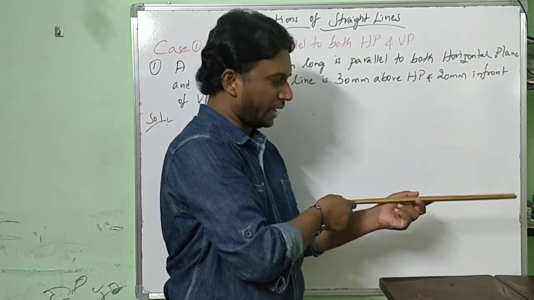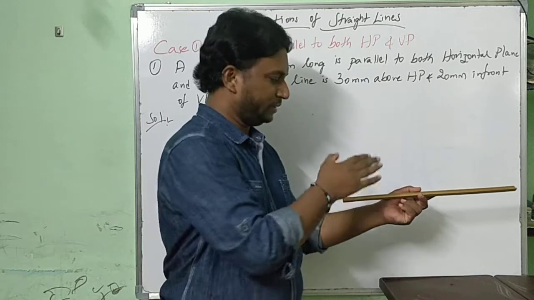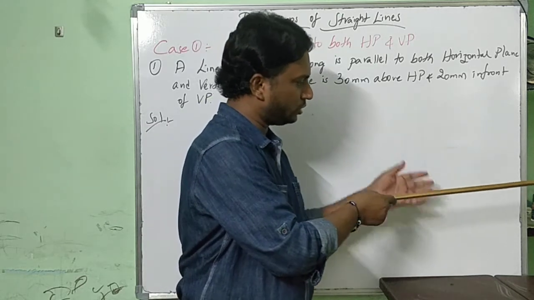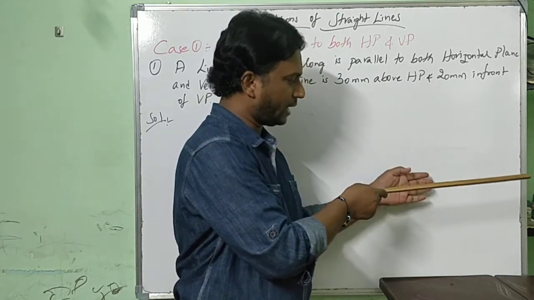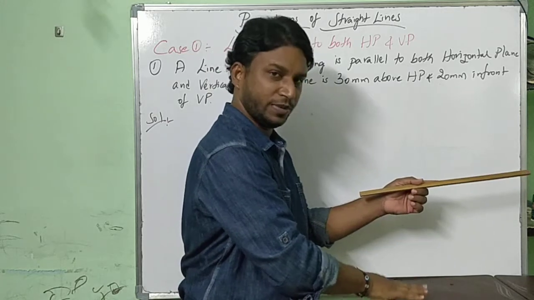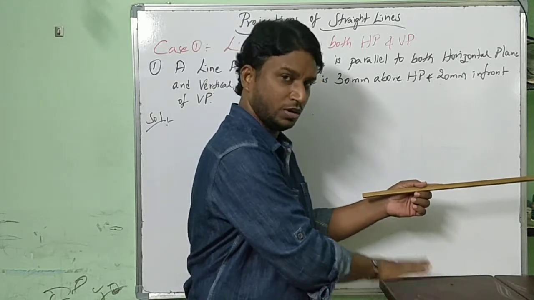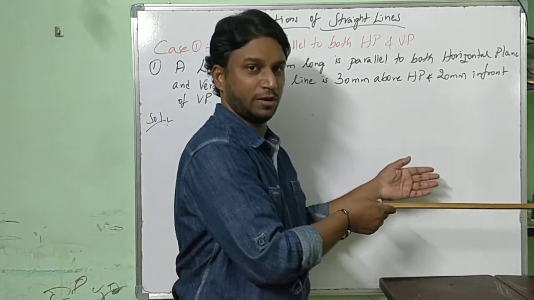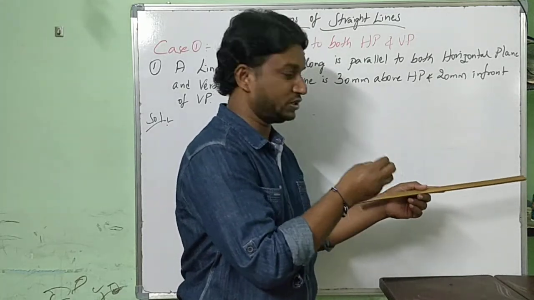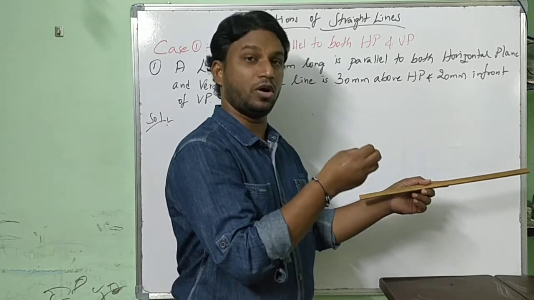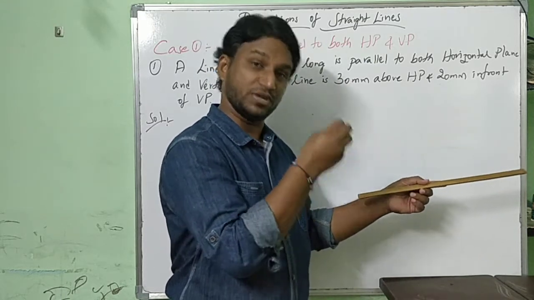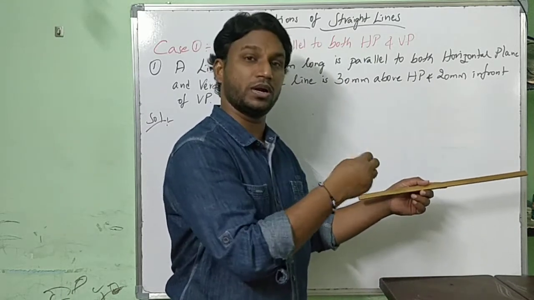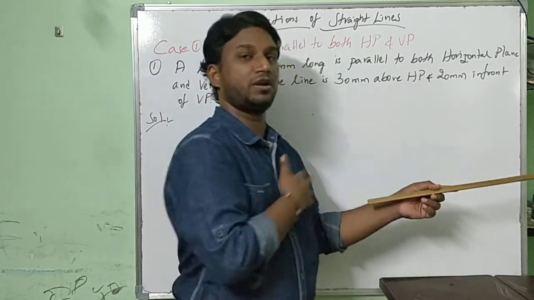Now I am giving a statement that this line is parallel to both the horizontal plane and the vertical plane. Horizontal plane means the table which is below. Please consider this as the horizontal plane and the whiteboard as the vertical plane. We are doing first angle projection. First angle projection should be drawn by considering the objects in the first quadrant. The location of the first quadrant is above HP and in front of VP.